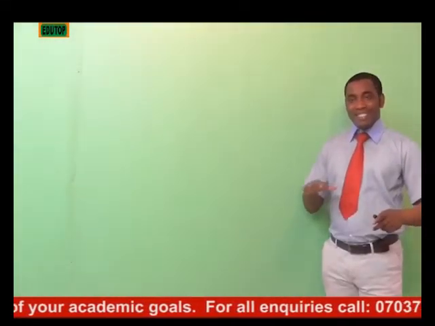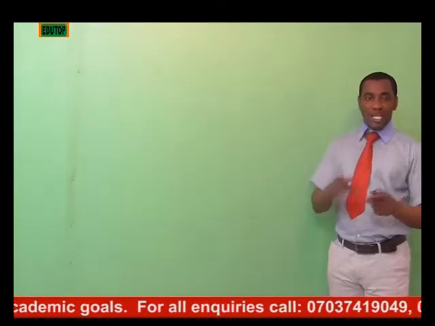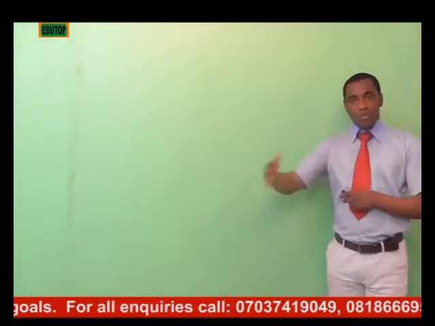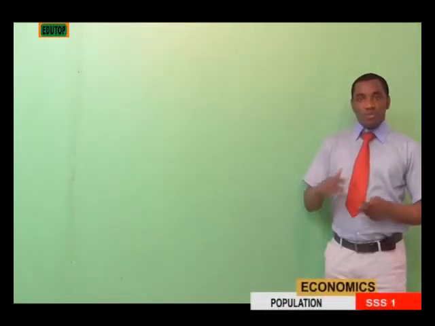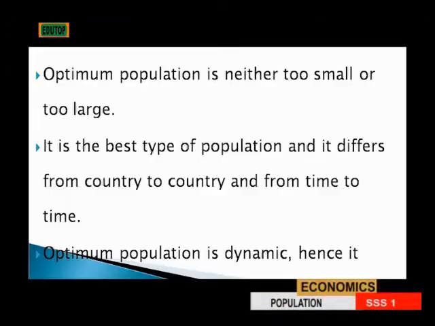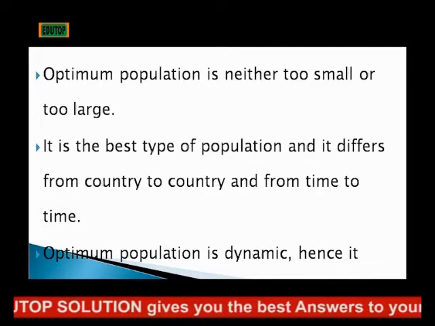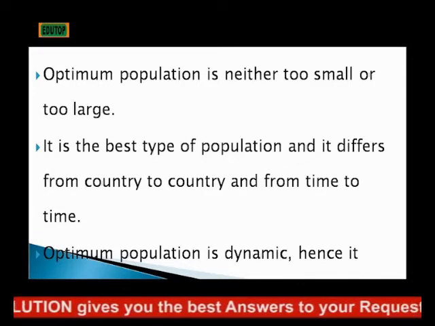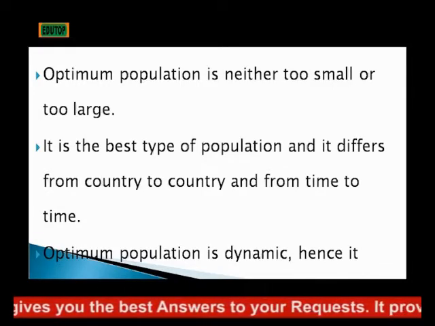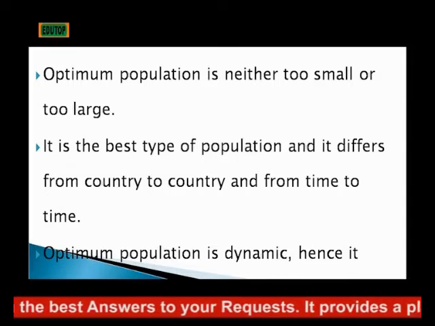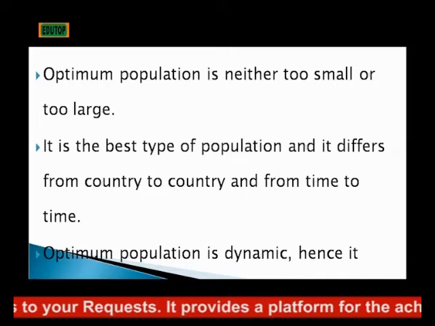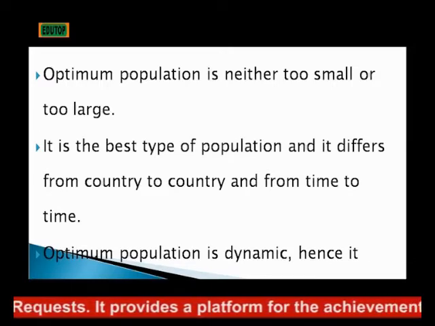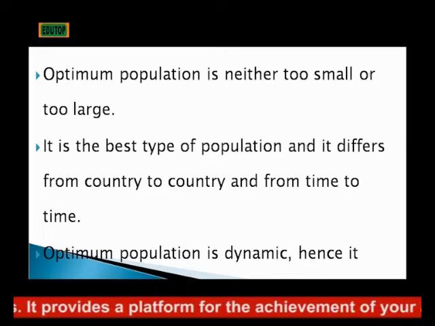Optimum population stands in between the two other types of population, that is overpopulation and underpopulation, that we just explained. Optimum population is neither too small nor too large. It stands in between the two of them. It is the best type of population, and it differs from country to country and from time to time. Optimum population is very dynamic, it's not static.